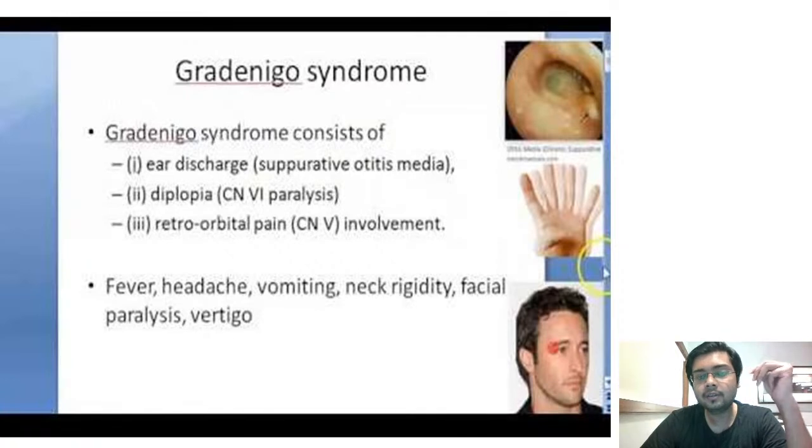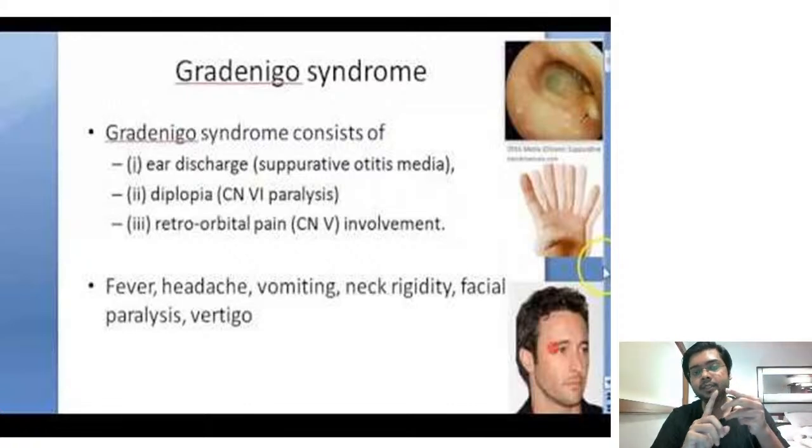Retroorbital pain. Why is this retroorbital pain present? Because there is irritation of the Gasserian ganglion or the trigeminal ganglion at the petrous apex. Okay, so there is the petroclinoid ligament which houses this Gasserian ganglion of the trigeminal nerve, which causes irritation, causing retroorbital pain. So diplopia due to lateral rectus palsy, retroorbital pain, and chronic ear discharge. So you need to find these three from the question your examiner provides and reach the diagnosis of petrositis as a complication of chronic otitis media.